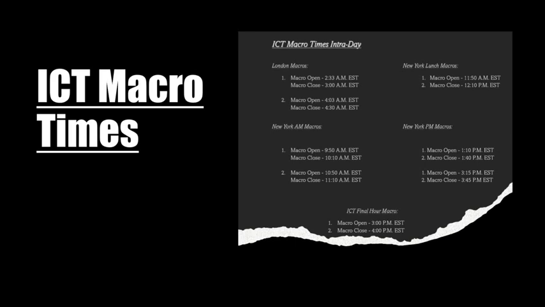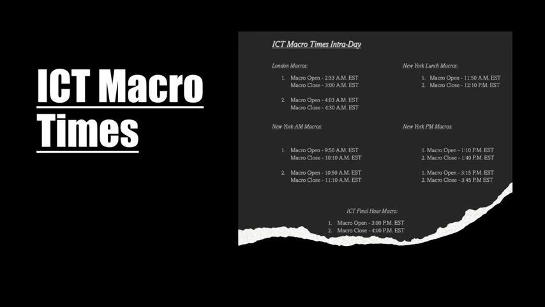During New York lunch hour macro, okay? So if there's been no distribution leg during the New York AM session, the market is going to do one of two things. The market is going to either take out liquidity during New York lunch hour macro, so between 11:50 and 12:10, it's going to take out some type of liquidity, and then it's going to have the distribution move during lunch hour, which is from 12 to 1.